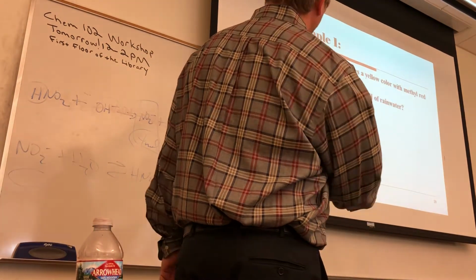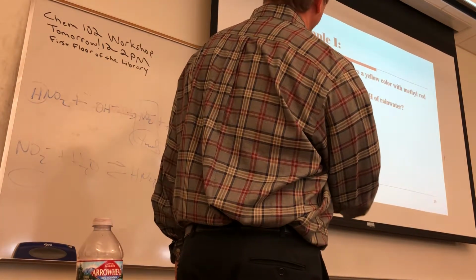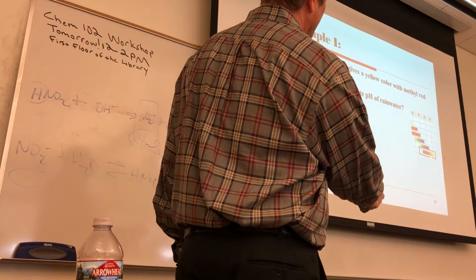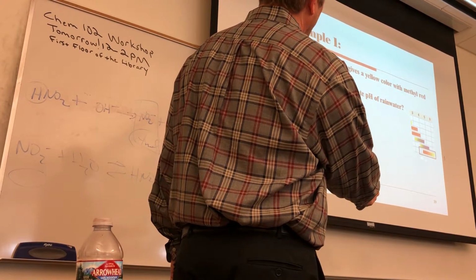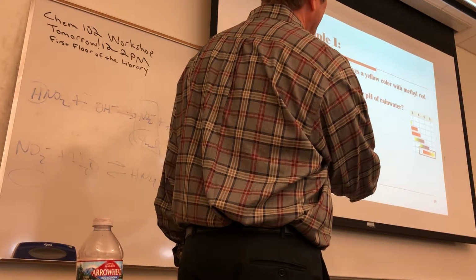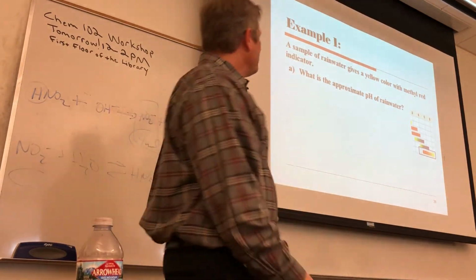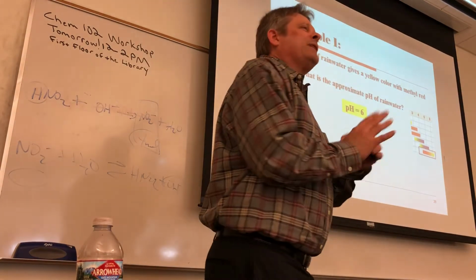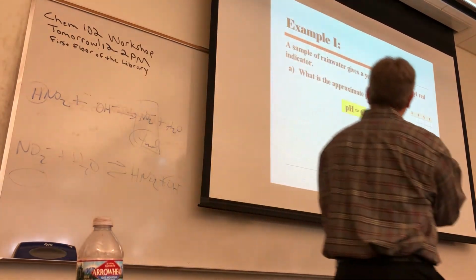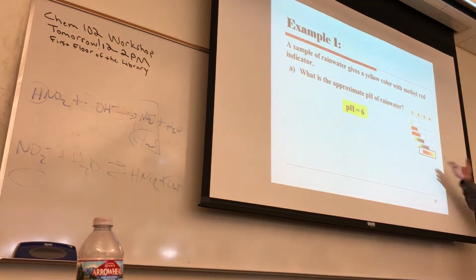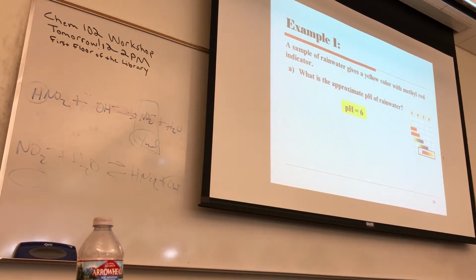I have a sample of rainwater that gives a yellow color with methyl red. So here's my methyl red, and it gives a yellow color. So approximately, what is the pH of the rainwater? 6. Okay, and I'm sure that's what it's going to tell me, 6. That's really not the way I would have thought. That's horrible, because it's really any 6 or above. Yeah, that would be the more appropriate way to say it.